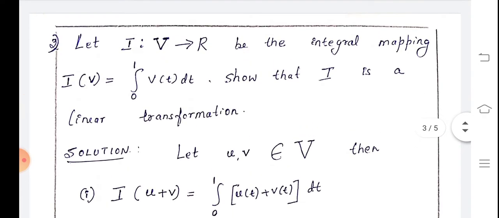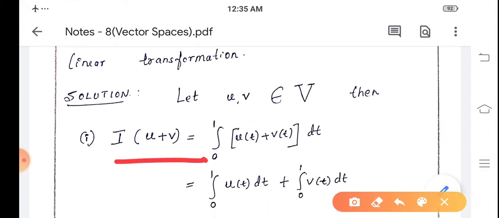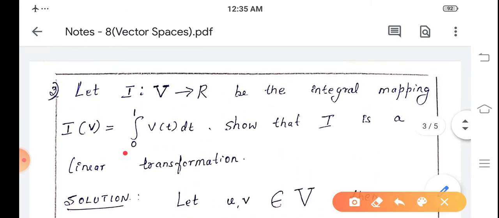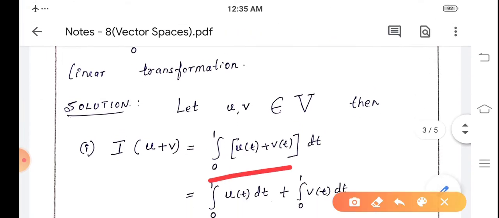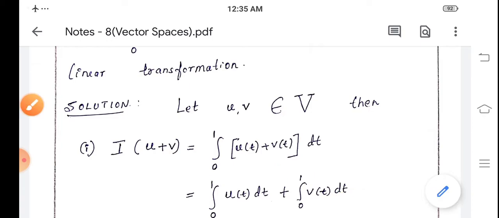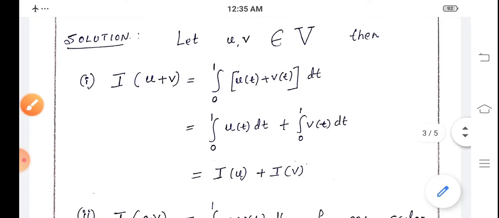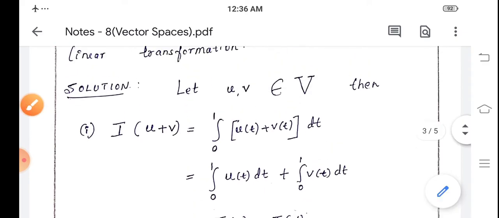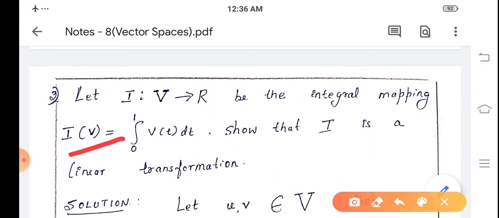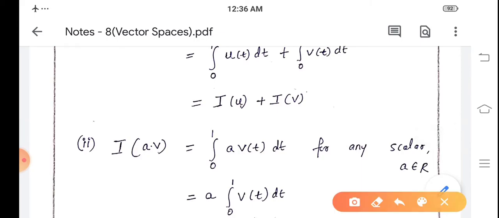We take U and V belongs to V. Then the first condition, I of U plus V. By this definition, I of V equal to integration 0 to 1 V of t dt. So I of U plus V is integration 0 to 1 U of t plus V of t dt. But integration of U of t plus V of t, here we can split this and integrate. That will be integration 0 to 1 U of t dt plus integration 0 to 1 V of t dt. But integration 0 to 1 U of t dt is I of U. So here we write it as I of U. Next term is I of V, that is I of U plus I of V. So first condition is verified.